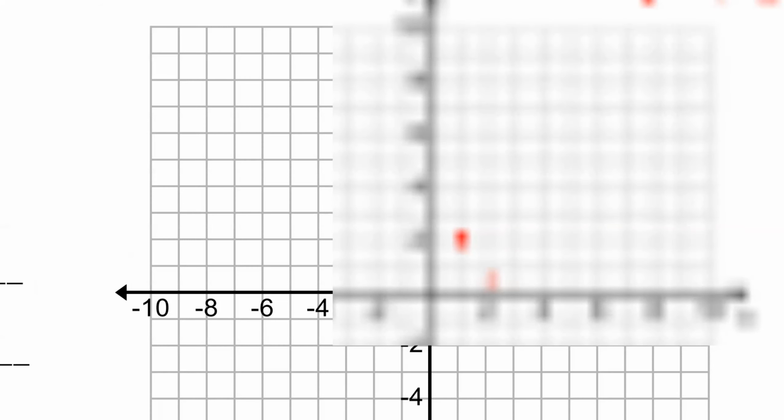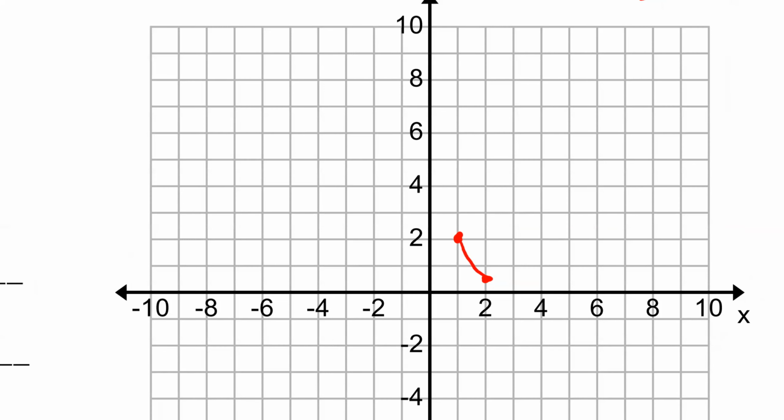So I'm going to connect these two dots in an arc-like fashion and go along them. And then I know it's symmetric, so the left side is just going to be reflected across from the right. So instead of having 1 comma 2, I'll have negative 1 comma 2. And instead of having 2 comma half, I'll have negative 2 comma half.